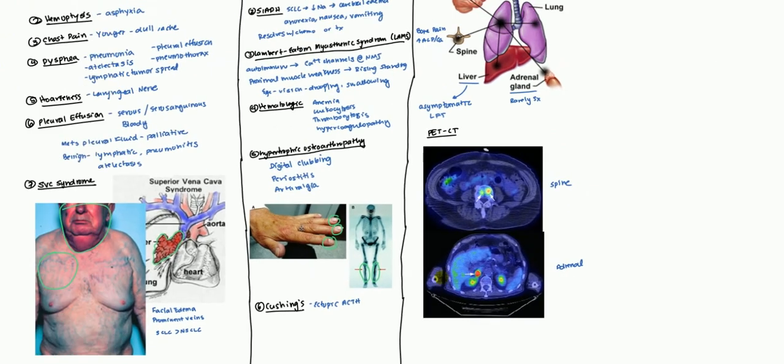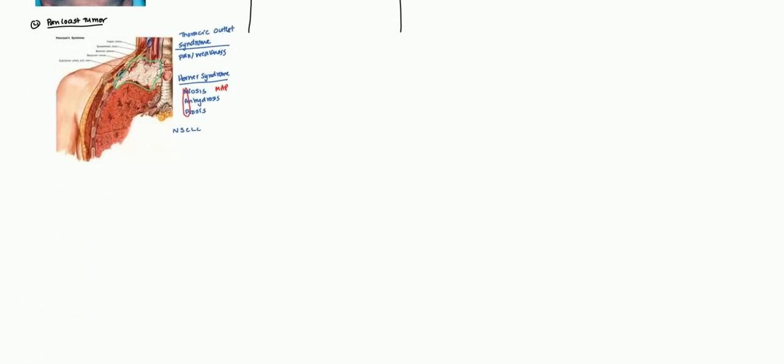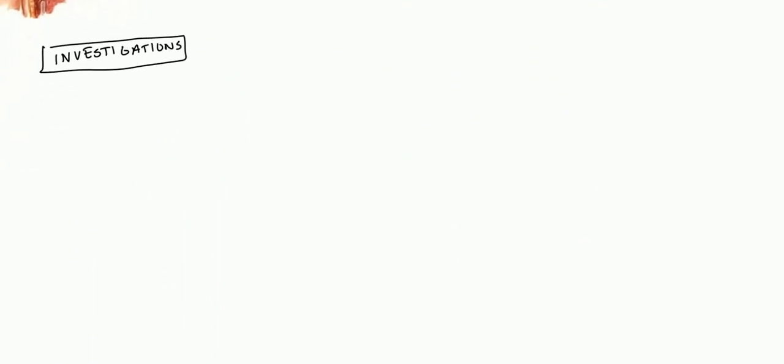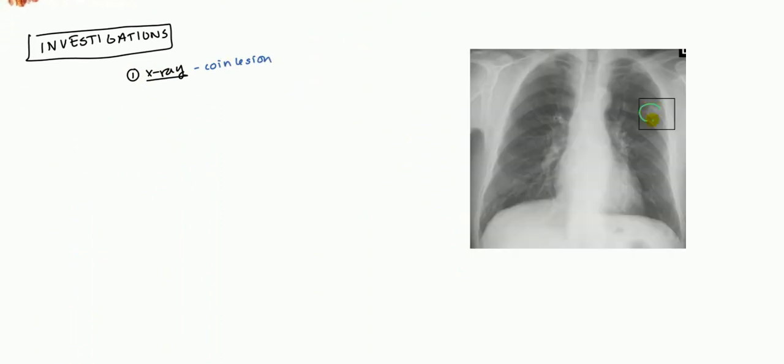So let's talk more generally about what type of investigations you might want to run for a patient. The first investigation that you want to do is probably an X-ray, and the classic sign on X-ray is going to be a coin lesion. And so here's an X-ray here. As you can see right there, you have a coin lesion, a very, very circular lesion on its own. 80% of the time, this is going to be a malignant type of mass, and that is even higher in smokers. So if you've got that coin lesion, you're pretty much thinking tumor.